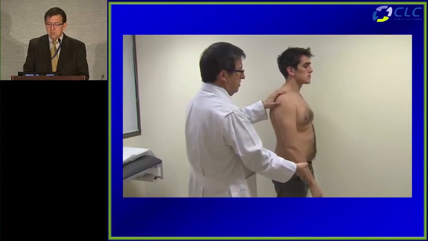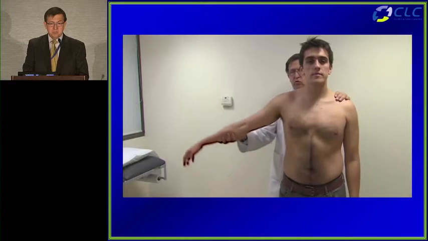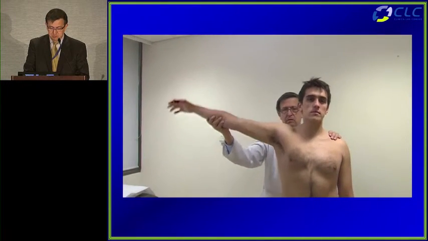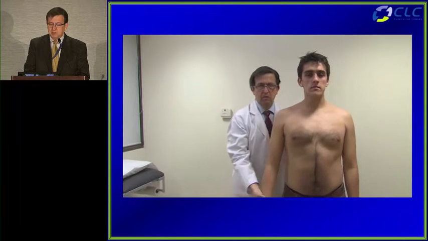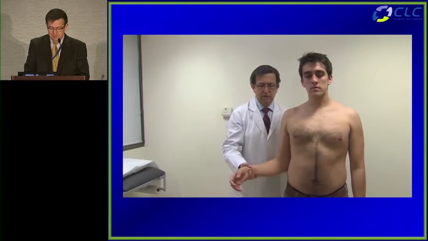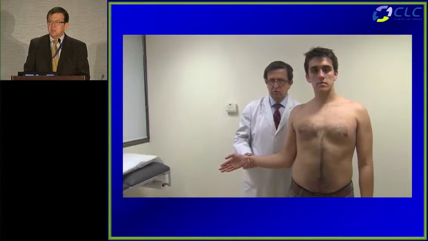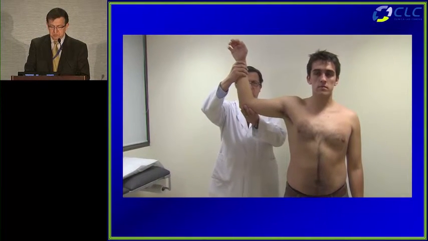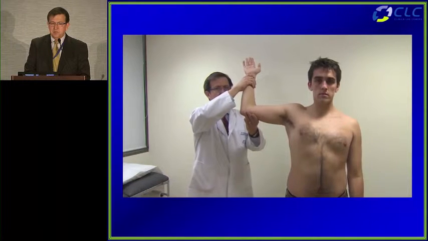because this is a normal patient. Then we continue with the same range of motion as the active, the passive, the abduction, the external rotation at the side, and finally, the external rotation and internal rotation with the arm at 90 degrees of abduction. Then we start with the tests.